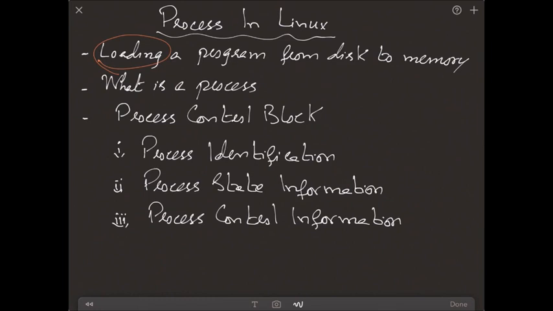Once it is loaded, it is placed inside the ready queue and waits for its turn to be executed by the CPU. Whenever a program is loaded inside the memory, it is known as a process. So what is a process? You must all have read the basic definition: a process is an instance of a program running on a computer. Let me write it for you. Instance of a program running on a computer.